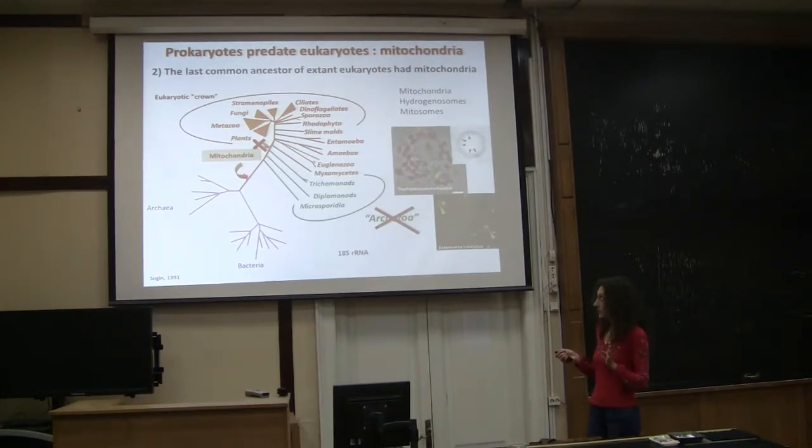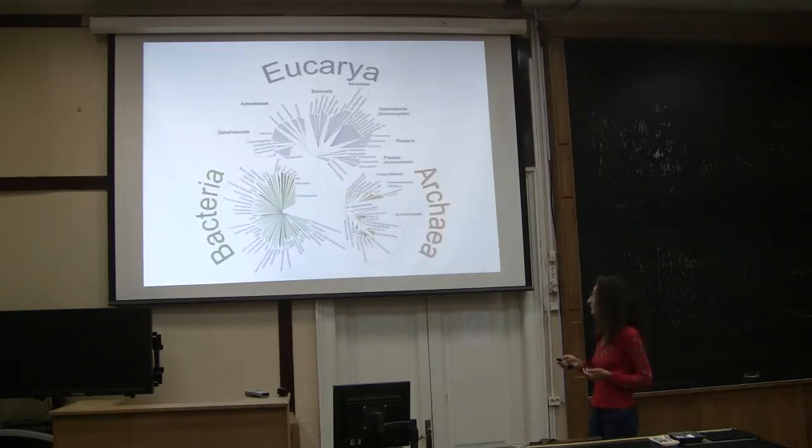The question that remains open, and as you will see, it gives rise to different models, is whether mitochondria appeared somewhere along this stem, or was really at the origin of eukaryotes at the bottom. So that's something that we will see.